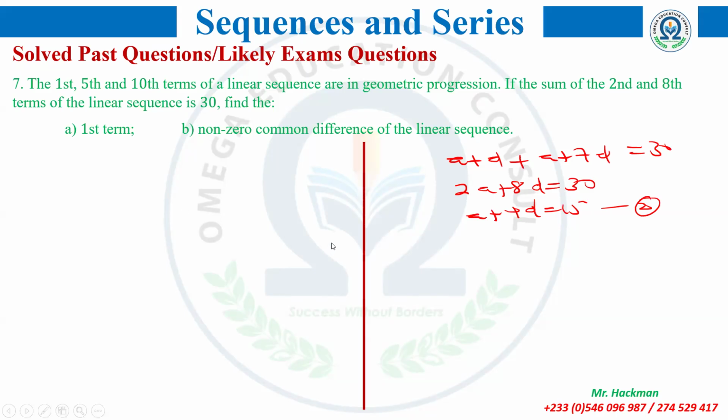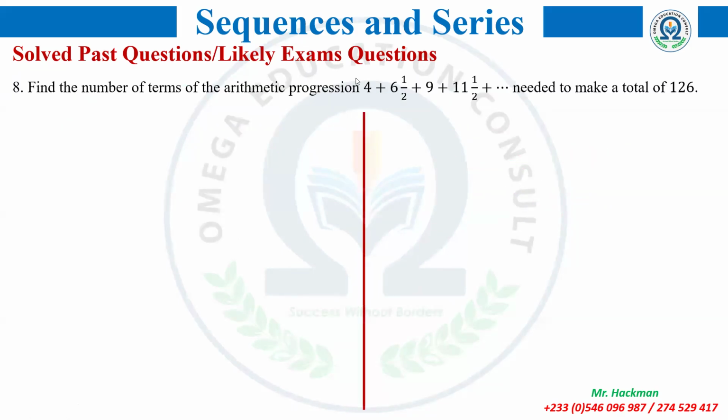All right, so that will be it. So take note of this, you know where possibly you can meet it. Okay, so let's look at this one too. This one too is very easy. I know that's what you are saying, and I agree with you perfectly. All right, so let's see. Find the number of terms of the arithmetic progression needed to make a total of 126. If you are looking for the total, then it means you are looking for the sum. Is that clear?